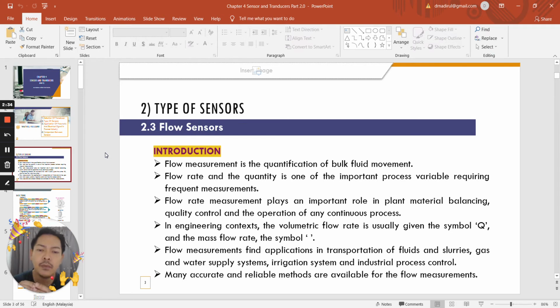In engineering context, the volumetric flow rate is usually given by the symbol Q, and the mass flow rate is given by the symbol m-dot. Flow measurement finds application in transportation of fluids and slurries, gas and water supply systems, irrigation systems, and industrial process control. In fluids and slurries, the application is found because they are being transferred from one point to another, so the flow needs to be measured. Also in gas and water supply systems, the gas and water are supplied from one point to another, so the flow needs to be continuously monitored. Many accurate and reliable methods are available for flow measurement.